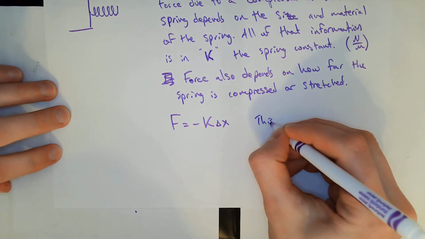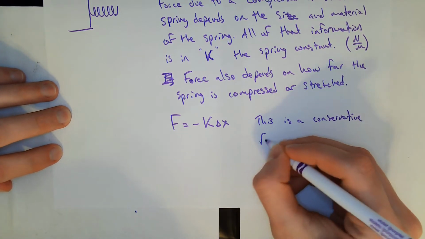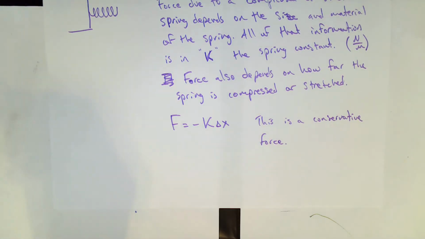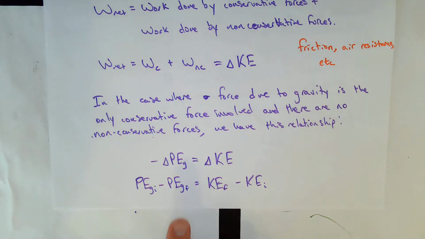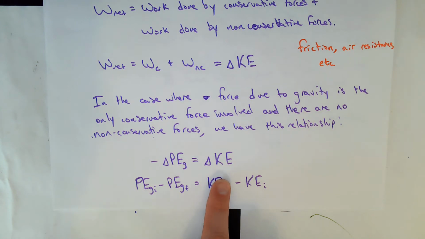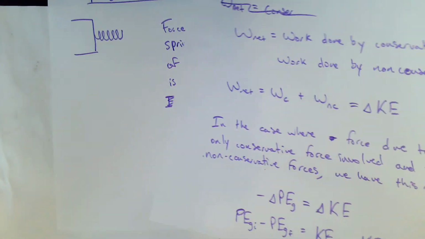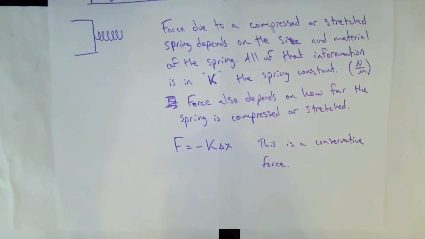I want to say that this is a conservative force. Remember earlier I made a big deal about saying that the relationship we got for gravitational potential energy versus kinetic energy was only true if only gravity was involved. In the case where force due to gravity is the only conservative force, then we have this relationship. But there is another conservative force that possibly could be involved, and we'll expand this rule to include both of the conservative forces. So that's something we're going to do.